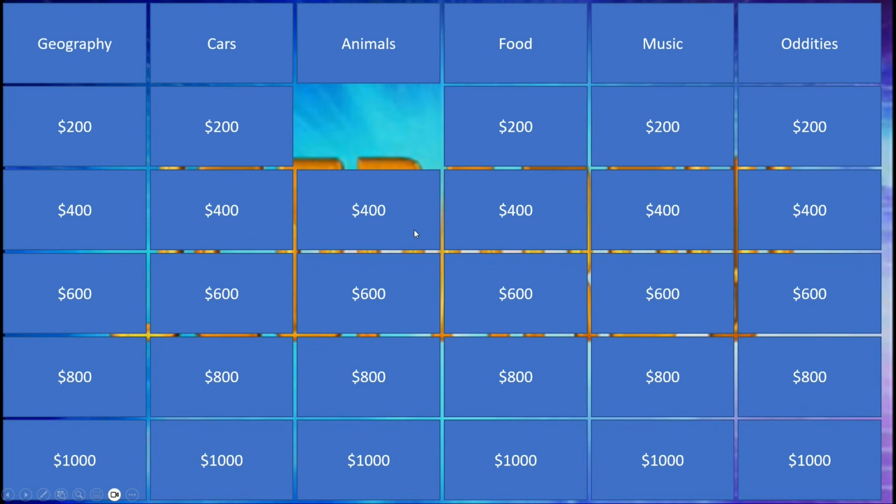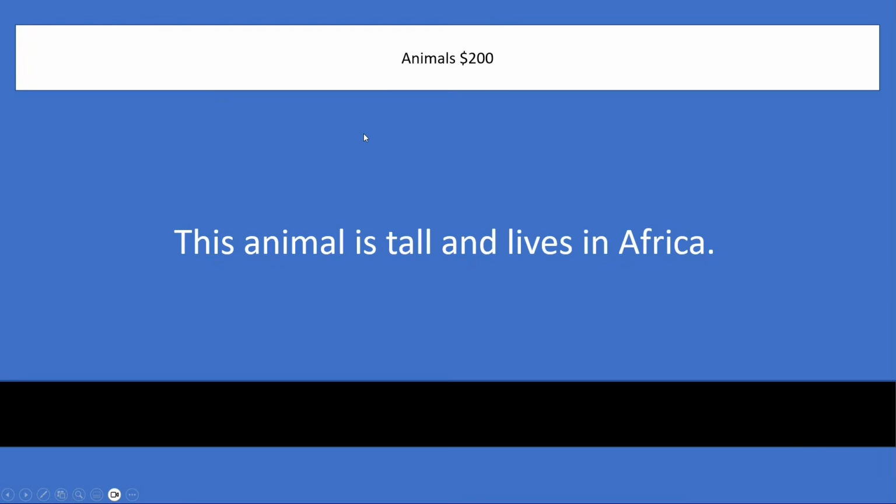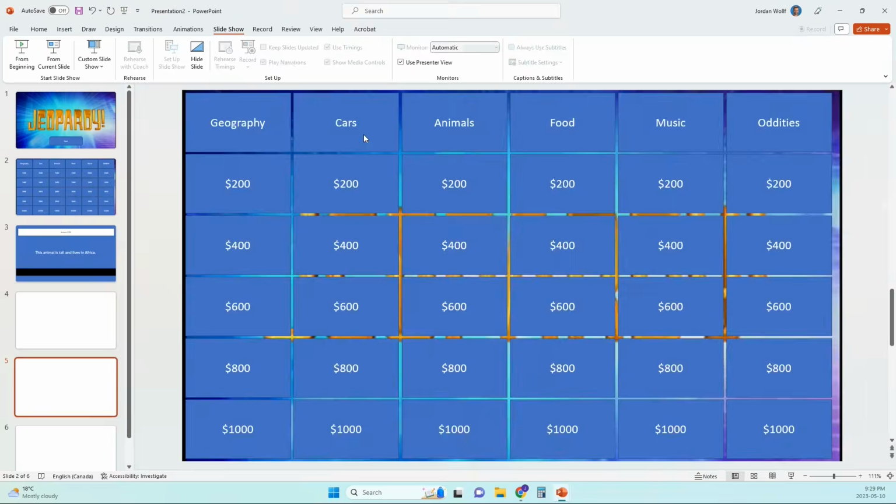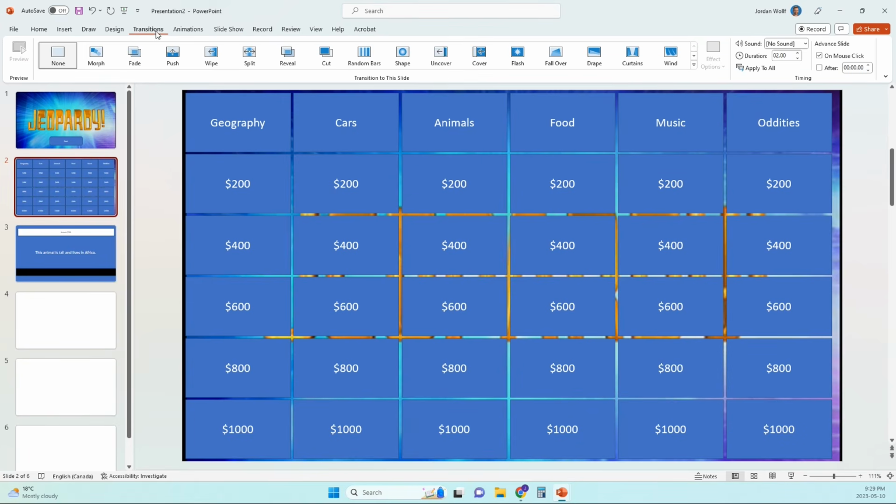Now, one thing that we still have a problem is if I just click randomly, it's going to start advancing slides. So to get rid of that, you can simply click on any slide, go transitions, where it says advance slide on mouse click, deselect that, and then hit apply to all.